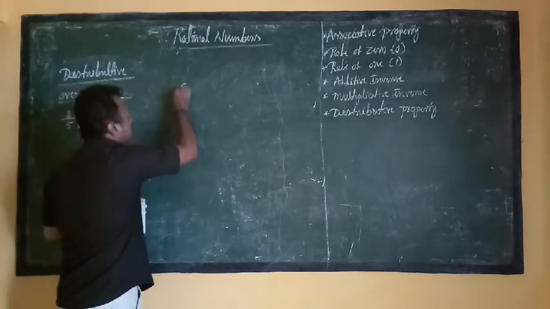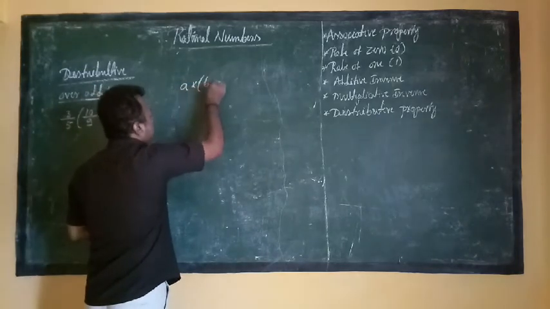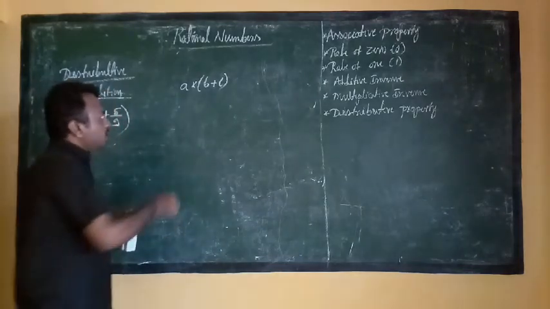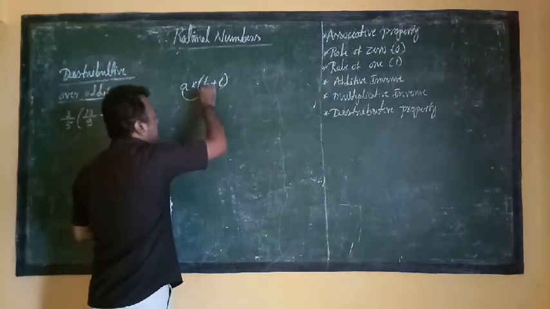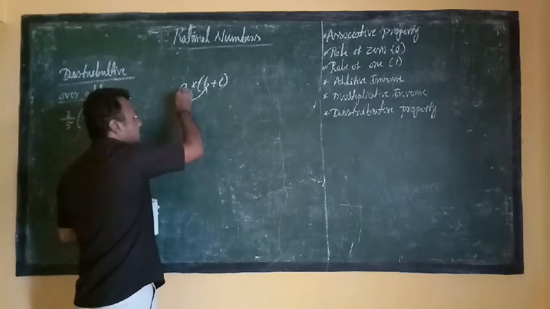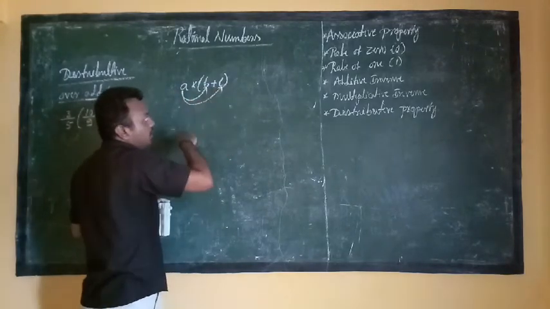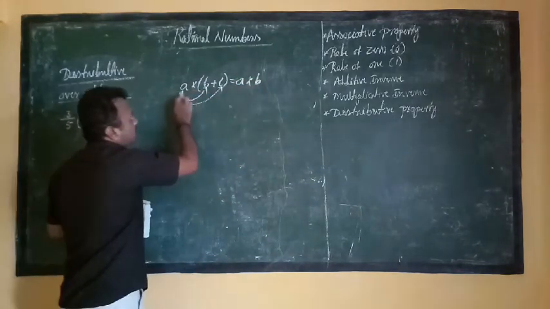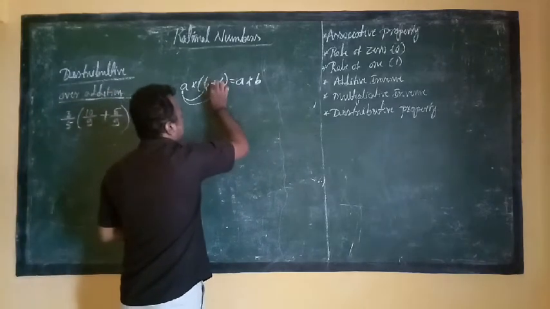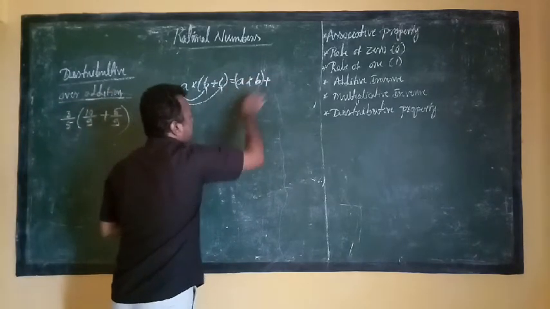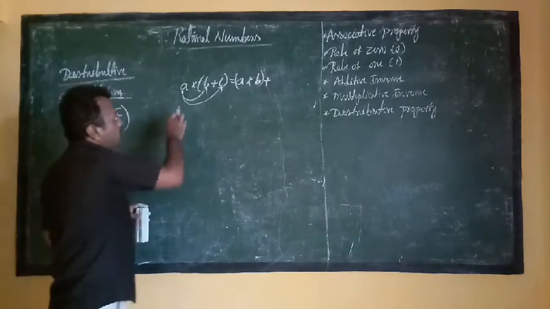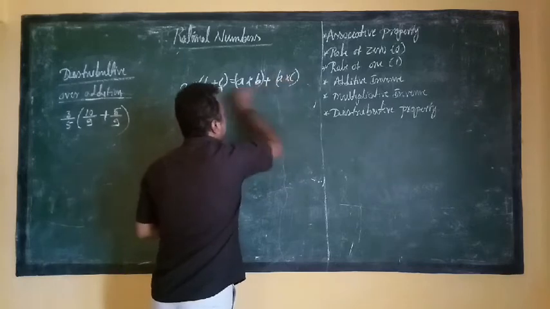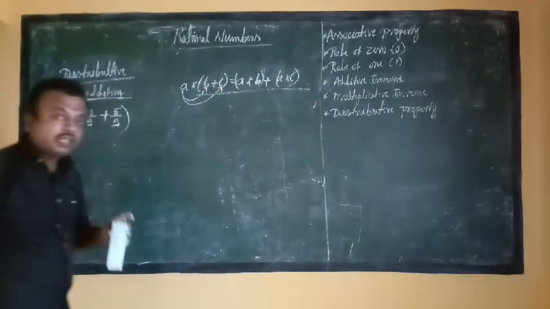In general, see students, A into B plus C. In general, A, B, C are any rational numbers. See that A is multiplied with B one time. Same A again is multiplied with C also. So therefore, A into B one time I will multiply, A B. Plus, this plus symbol you have to put as it is. One step is over. Next step, A is also multiplied with C, A into C. So this is called as distributive property over addition.